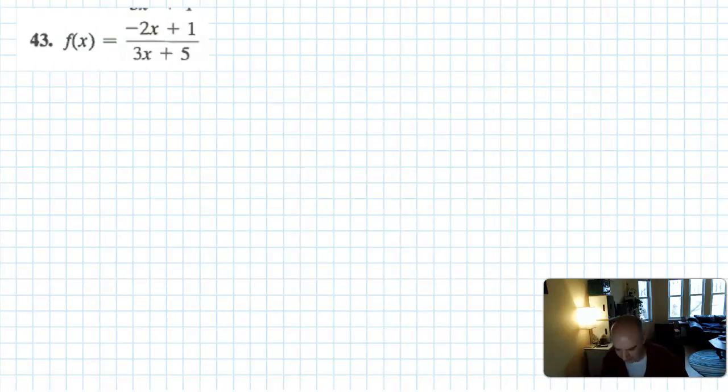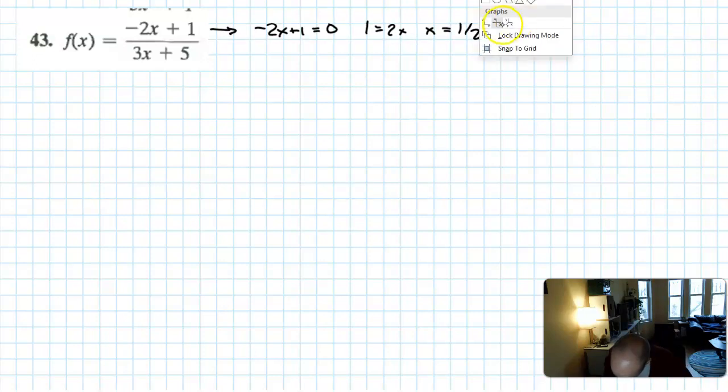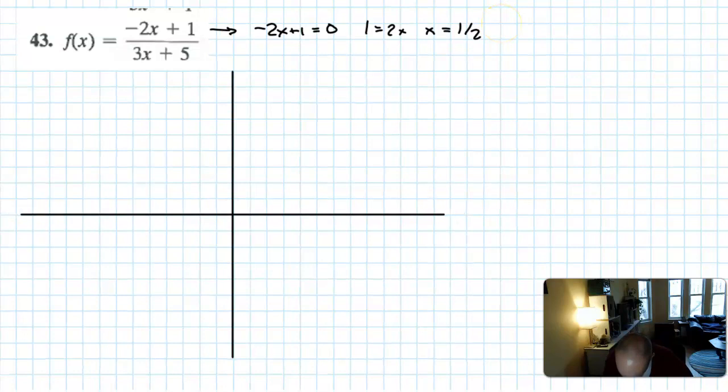All right, hopefully now we get back to some slightly more normal ones. This one's a little spicy just because of all the fractions. So nothing factors and nothing cancels, so we have no holes. So let's look for the intercepts. When the top is 0, we need to say negative 2x plus 1 equals 0. Well, that's going to happen when 1 is equal to 2x, so x is equal to 1/2. So on our graph, which we're going to start drawing, we're going to have an x-intercept at 1/2.